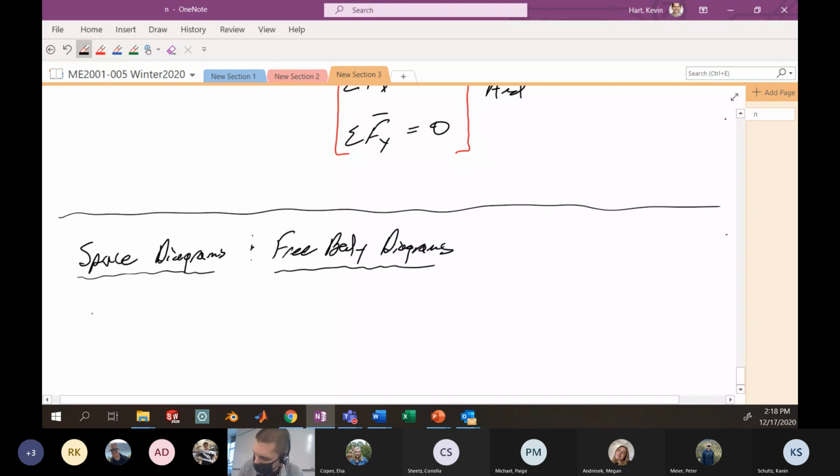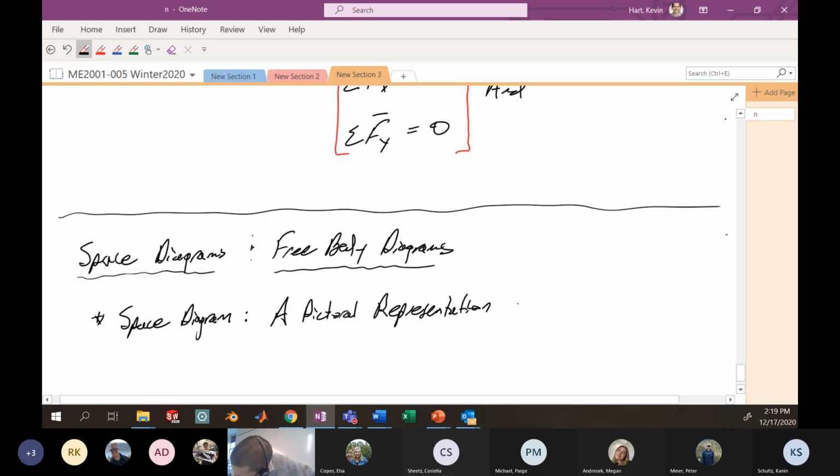Okay. So generally a space diagram is some sort of sketch or illustration or figure, or maybe just a picture of real life. A real life picture could also be a space diagram. It's just some sort of representation of something that's happening in reality, a pictorial representation of a system of interest.